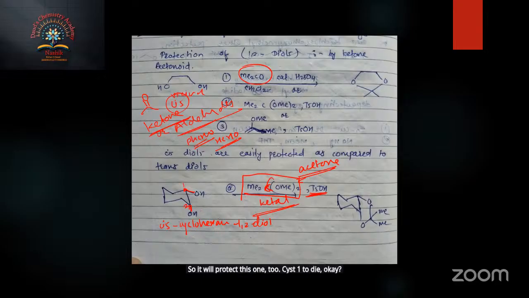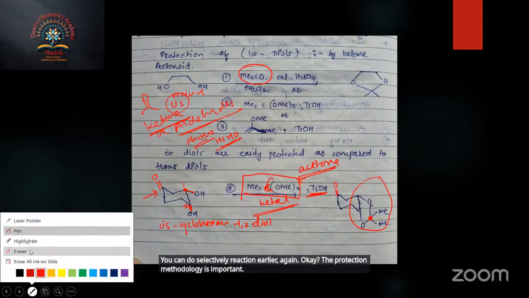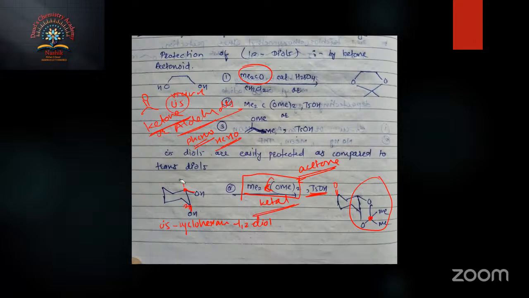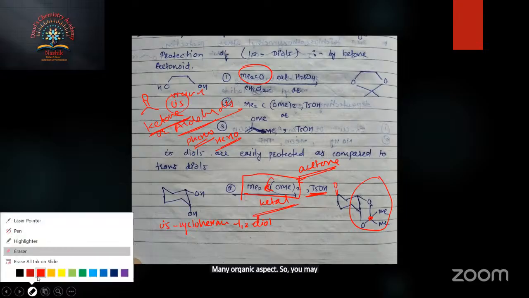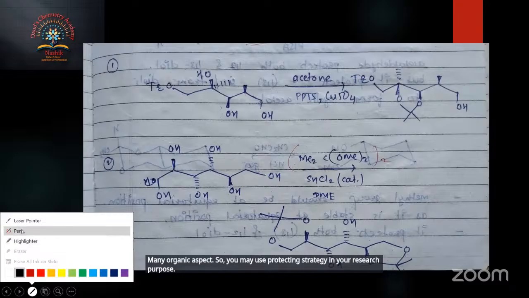Okay. And for protection purpose, it will be stable in basic condition, in nucleophilic condition. So if we have another functional group over here, let's say, you can do a selective reaction over here again. Okay. So protection methodology is important in many organic aspects. So you may use a protecting strategy in your research purpose.